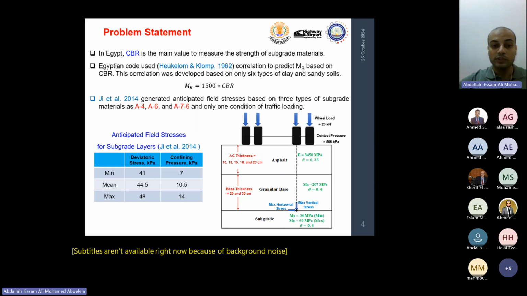The output of this study includes the values of deviatoric stress and confining pressure as shown in the table. The deviatoric stress ranges between 41 to 48, and the confining pressure ranges between 7 to 14 kilopascal for subgrade materials.